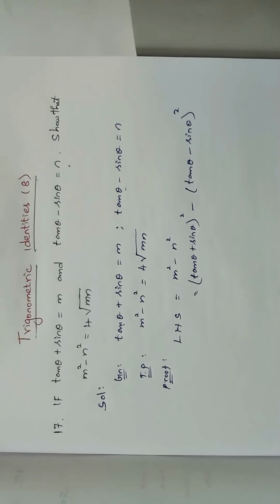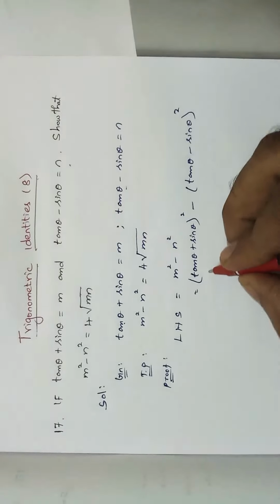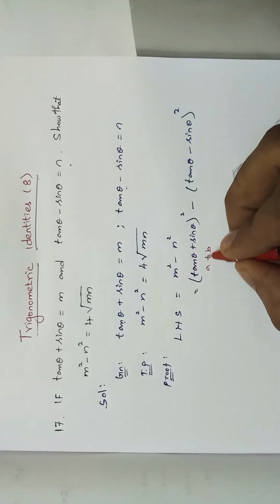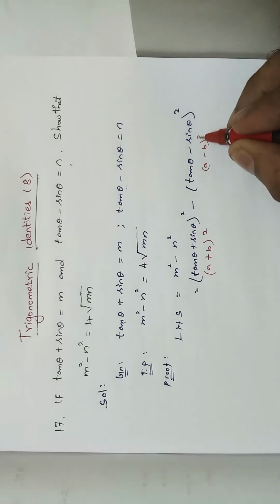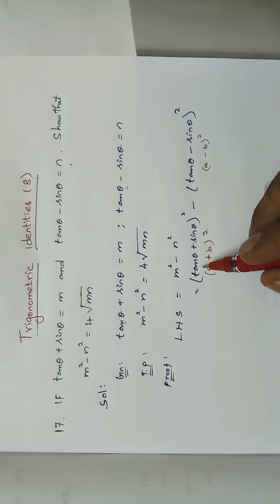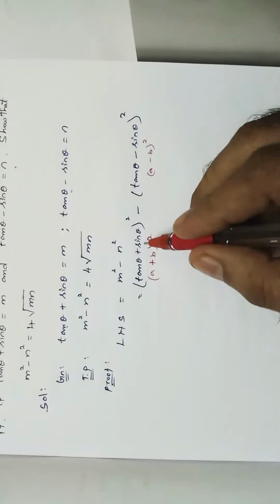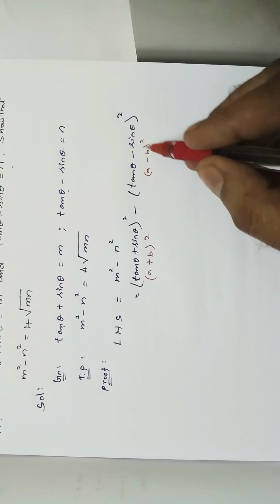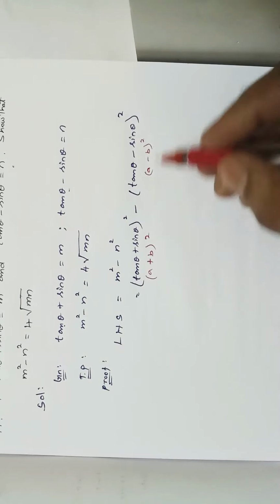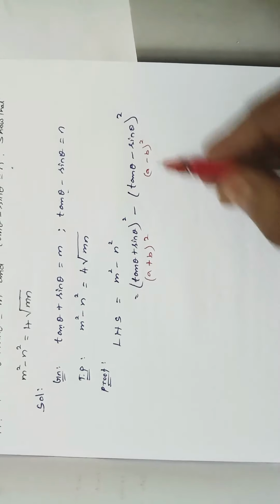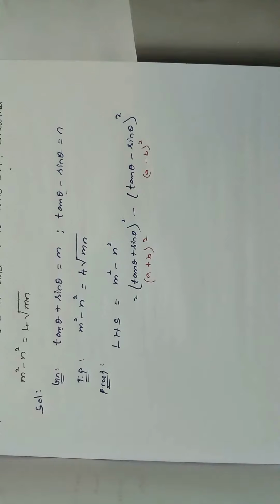Here it is a plus b the whole square, and here it is a minus b the whole square. What is a here? A is tan theta and b is sin theta, and the same in the second term. So a plus b the whole square is a square plus b square plus 2ab, and a minus b the whole square is a square plus b square minus 2ab.